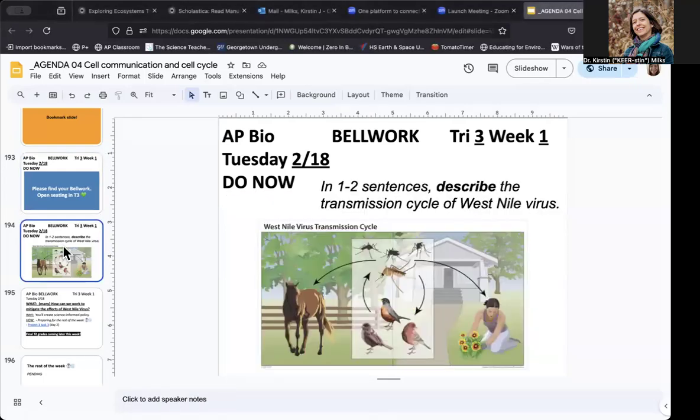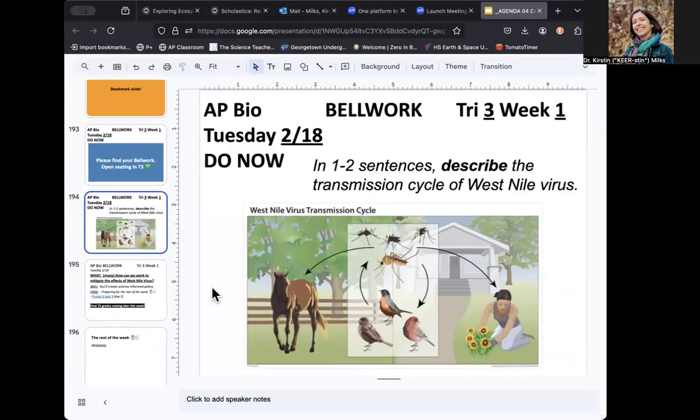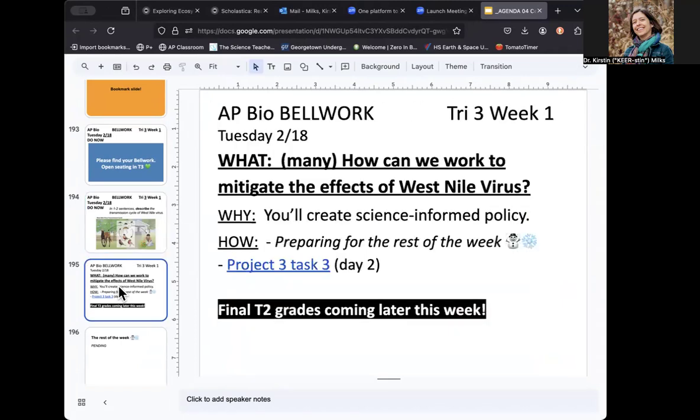And today your bell work is asking you, using this picture perhaps if it jogs your memory, to describe the transmission cycle of West Nile virus. Here, I'll make it a little bigger, hopefully for you. So you can see the picture is here. You're going to turn it into words, leveraging our understanding of what diagrams with arrows mean.